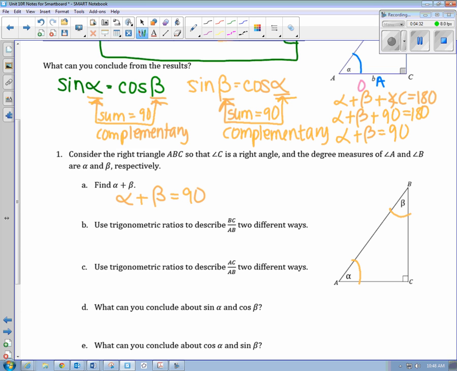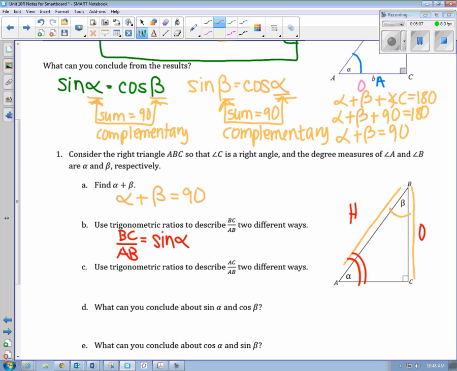It says use the trig ratios to describe BC, which is here, over AB, which is here, in two different ways. One of the ways that I can describe it is if I focus on angle alpha, this is the opposite and this is the hypotenuse. So one of the things that I know is that BC over AB is equal to the sine of alpha.